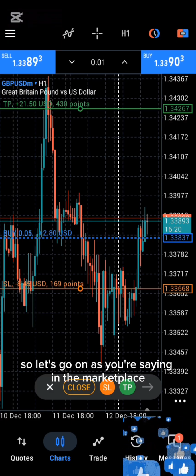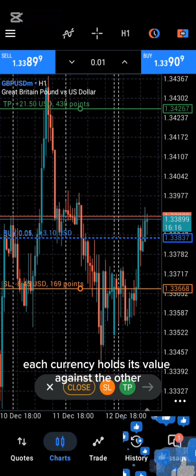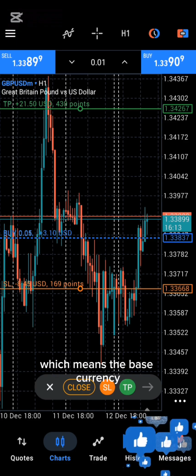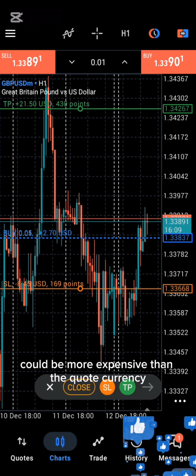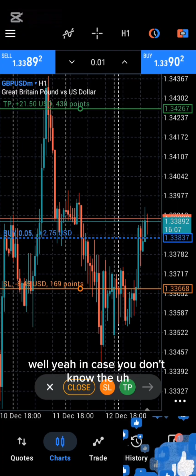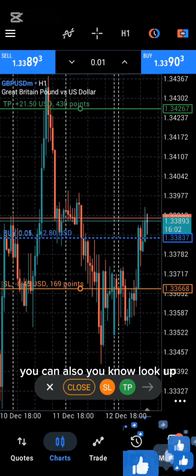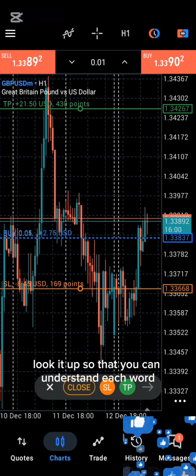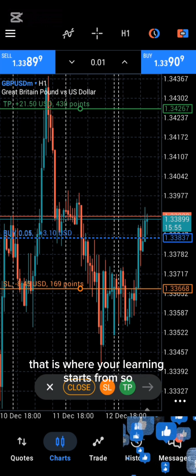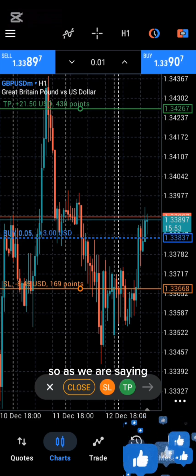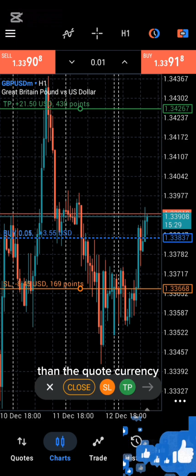So let's go on. As we're saying, in the marketplace, each currency holds its value against the other, which means the base currency could be more expensive than the quote currency. In case you don't know the meaning of these things I'm saying, you can also look it up so that you can understand each word as a beginner. That is where your learning starts from.